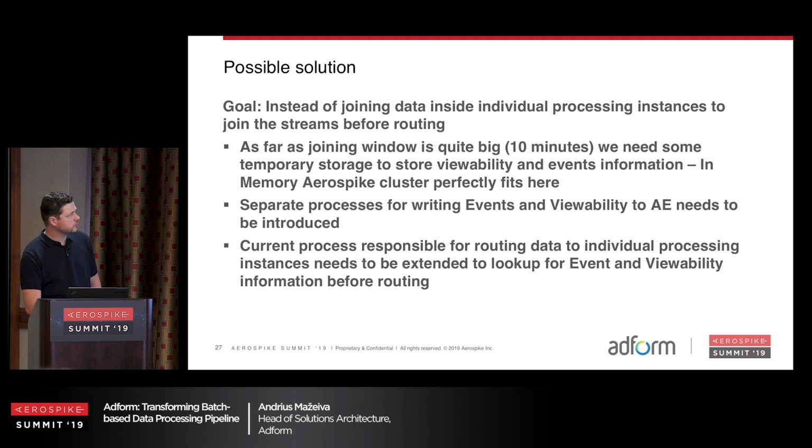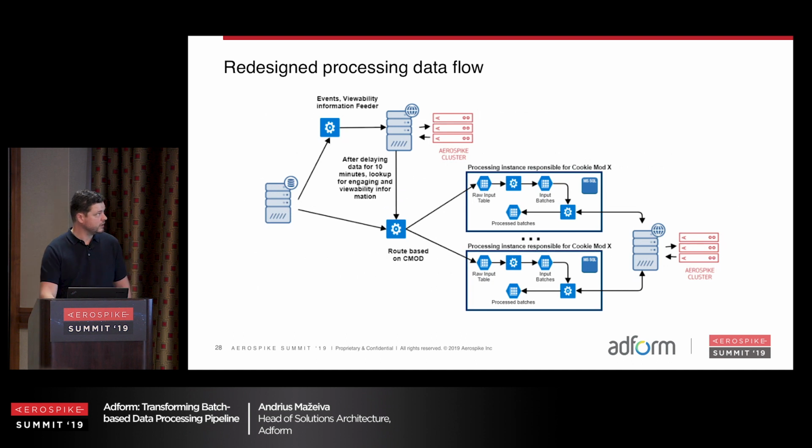As I mentioned, we introduced a new process on the same store, which was reading all the events and viewability information from Kafka and pushing them via API to the Aerospike cluster. Another job, the router, has an artificial delay of 10 minutes. This means don't take information, hold it until 10 minutes have passed, and also sync with another process. Do a lookup. This means enrich the impression with viewability and event information, and push them to the processing instances.